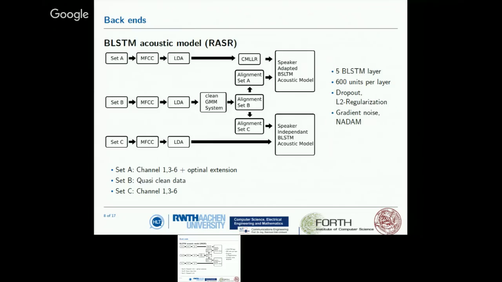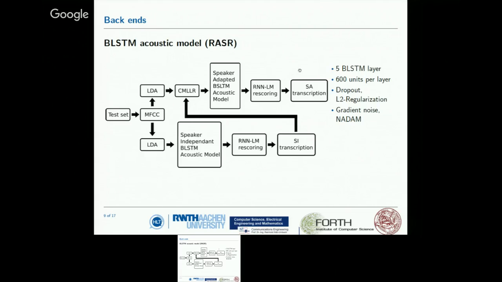We trained a speaker-independent acoustic model, and our acoustic models are 5-layer BLSTMs. The speaker-independent model was basically trained on channels 1 and 3 to 6, whereas the speaker-adapted model was trained on that data, plus some optional extension, which I will talk about a little bit more later. The decoding pipeline is also pretty straightforward. Maybe one thing to mention is we also did an LM rescoring after the first pass recognition and used that for the speaker adaptation.